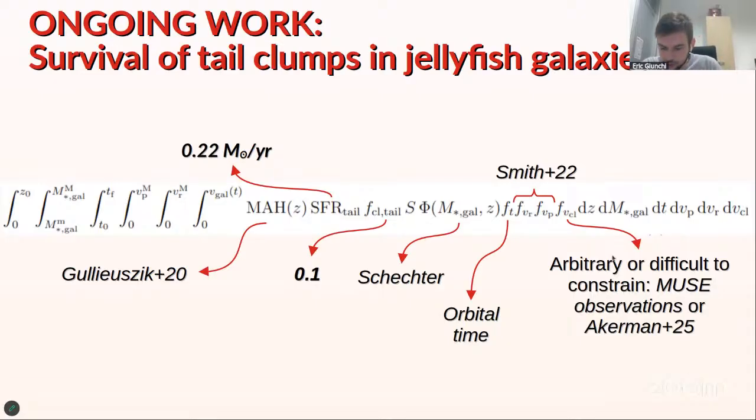A very high source of uncertainty is the last weight here. This essentially gives weight to the velocity of the clump. It tells us how many clumps are very slow compared to their galaxy and how many clumps are not. And this could be constrained from MUSE observations or from other simulations like Ackermann et al. 2025, those kind of simulations that study the formation of the clumps. But even changing them, this is not a driving factor of the results in a sense.